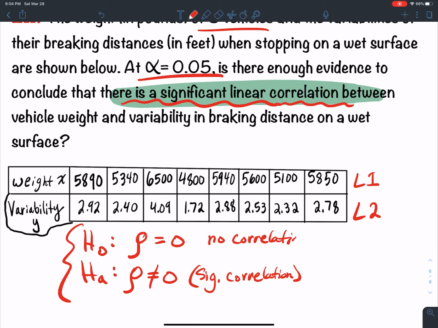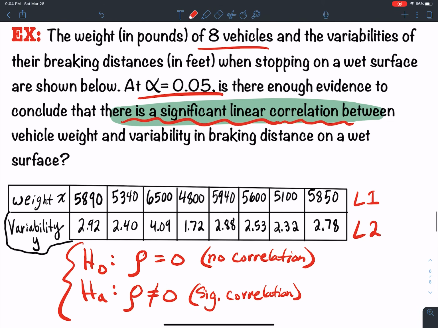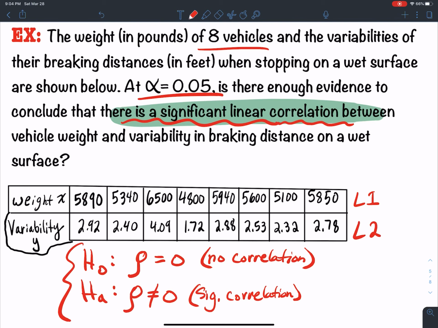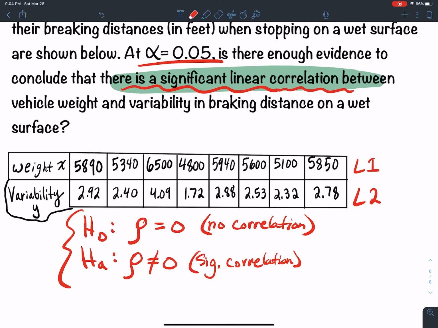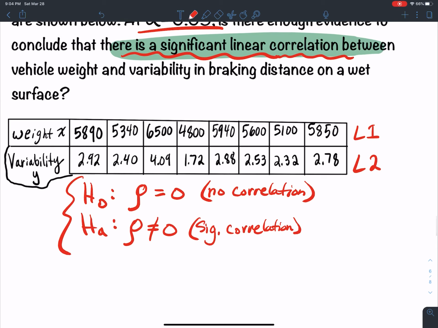So what are we doing here? We're assuming that there's no correlation, and if the evidence says there is correlation, then we are going to conclude that there's correlation here between the variability in braking distances versus the weight of the vehicle. It would make sense, right? The more a vehicle weighs, the more variability, maybe. I don't know, I'm not a trucker. So that's a two-tailed test.